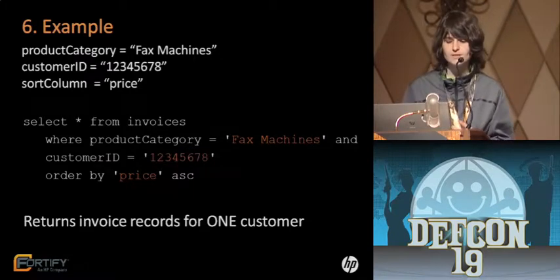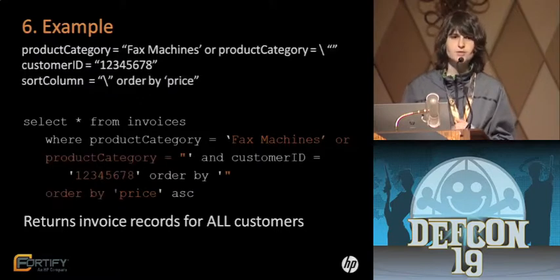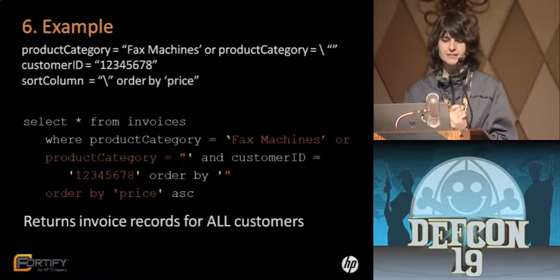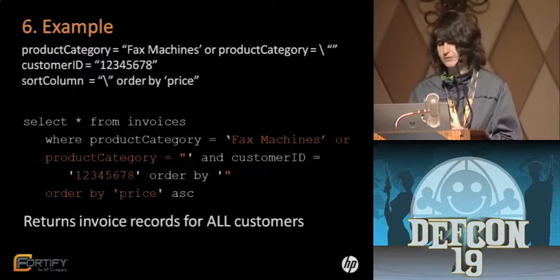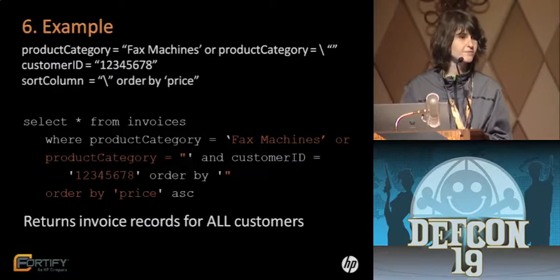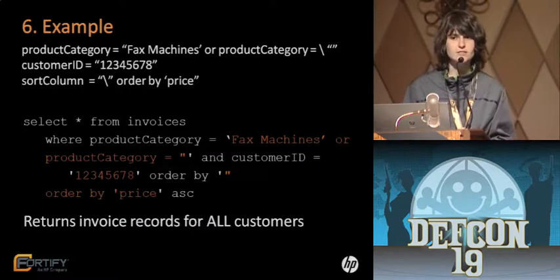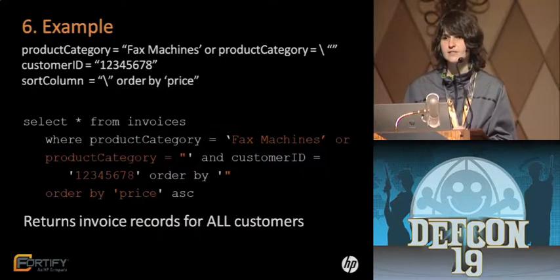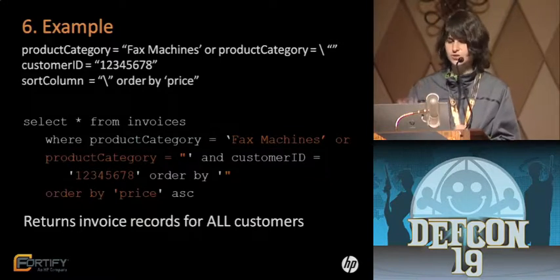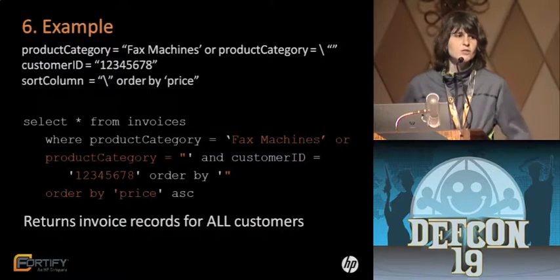And basically, it returns you invoice records for one customer, whose customer ID is 12345678. However, if you have some piece of untrusted data come in, and because of that, the product category is set to something like fax machines, or product category equals \quote. Customer ID is 12345678, and sort column is \quote order by price. Then your query looks very, very different. And if you stare at it long enough, you'll see that we basically were able to get around the check against the customer ID. And what that means is you now are able to see invoice records for all of the customers rather than just one customer with customer ID 12345678, which was the intent behind the code.